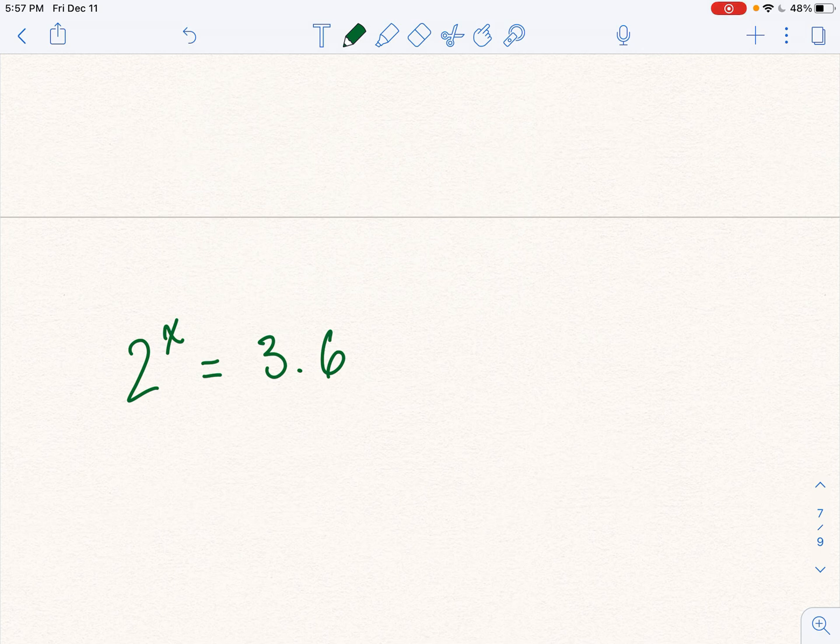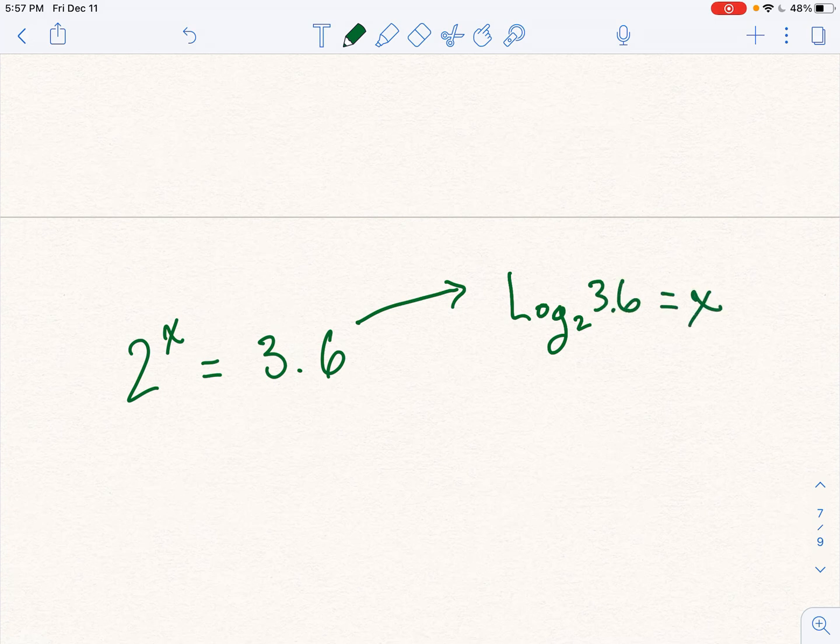So you could take this equation, 2 to the x equals 3.6, and put it in log form, noticing that the base is 2, 2 to the power of x. So you're going to have log base 2. And the exponent is x, and the argument is going to be 3.6. So it's log base 2 of 3.6 equals x. In a sense, we've just solved the equation for x. Now it's log base 2 of 3.6 equals x.